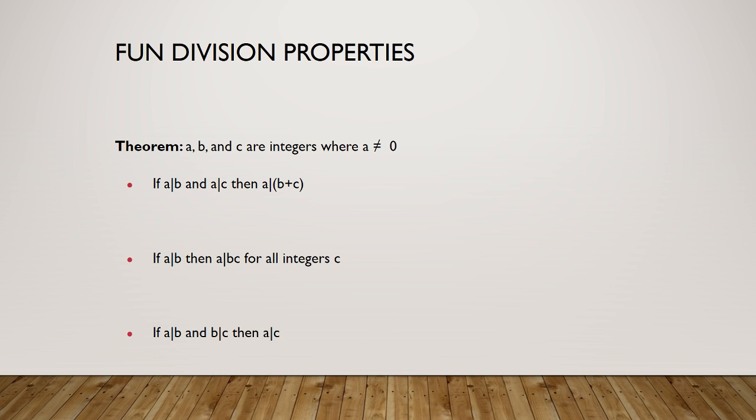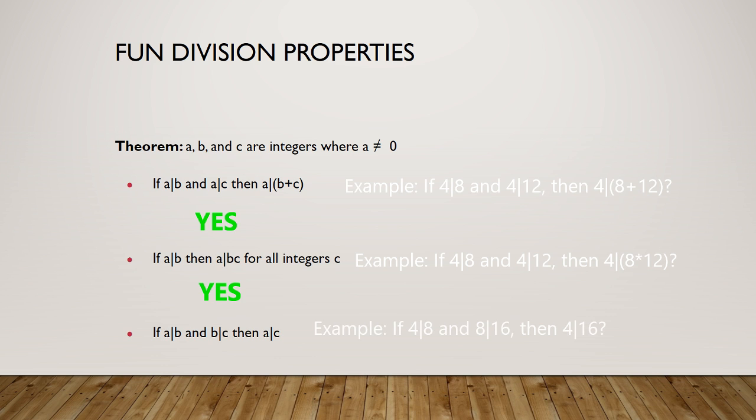The theorem is: a, b, and c are integers where a is not equal to 0. If a divides b and a divides c, then a should divide b plus c. In the example, 4 divides 8, 4 divides 12, and it does divide 20. So it's true. If a divides b, then a divides bc for all integers c. So if 4 divides 8 and 4 divides 12, then 4 should divide 8 times 12, and it does. If a divides b and b divides c, then a should divide c. So if 4 divides 8 and 8 divides 16, then 4 should divide 16, and it does.